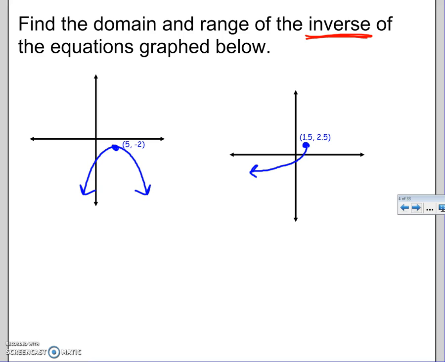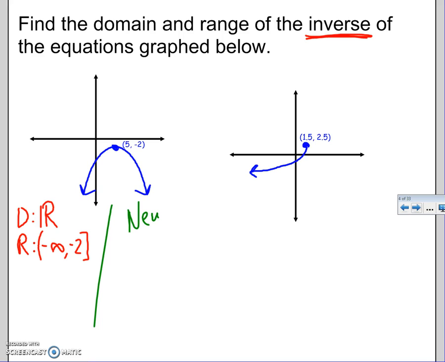So to tackle these problems, you're going to want to do the regular domain and range of the picture. So for this parabola, domain is all real numbers. It goes left forever, right forever. Range, it goes down forever, but it goes up to -2. So that's for this blue picture. However, I want the new picture. So for the new picture, all you do is you flip it, you reverse it. So the new domain would be negative infinity to -2, and the new range is all real numbers.